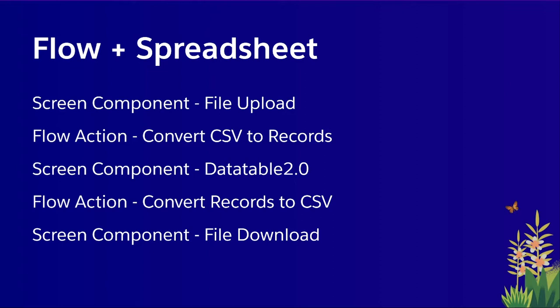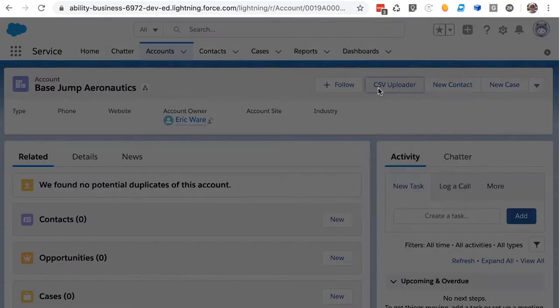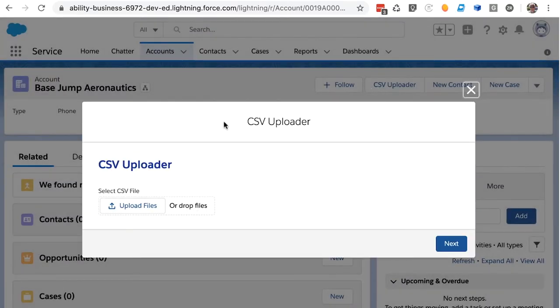In this case, Narendra Singh, Force Panda, and Adam White and Reagan Walker from CapTech, one of Salesforce's great integration partners, built actions and components to enable this next flow. You'll want to pay attention because it's not just a demo, it's a showcase of actions and components you can add to your own org. Now, the flow starts with a familiar file upload component, and I can use that to select a CSV file, the typical output from a desktop spreadsheet.